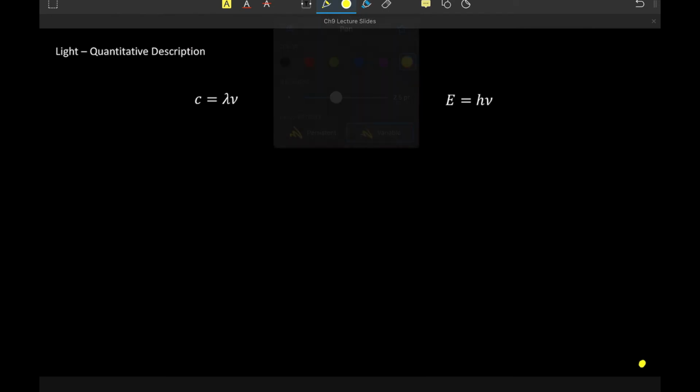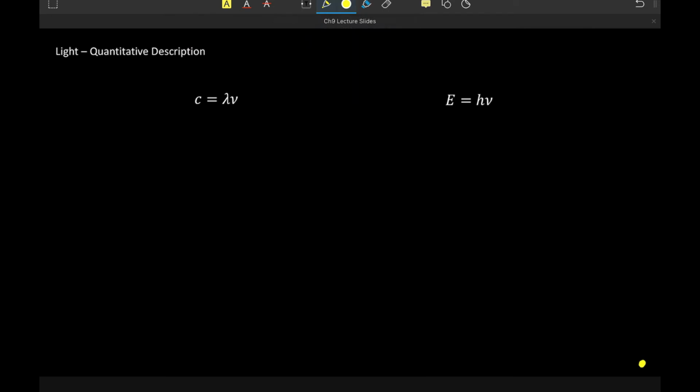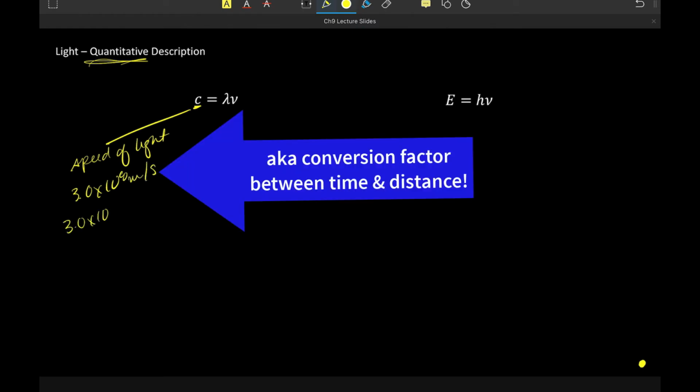Now, let's talk about light from a quantitative perspective. Your book doesn't go into these, so make sure you take good notes here. These are the video notes that you're supposed to have in your outline. Here, this you learned back in middle school. This is the speed of light, and you should remember from middle school that that is 3.0 times 10 to the 8th meters per second, or we could rewrite that the way we've talked about all year.